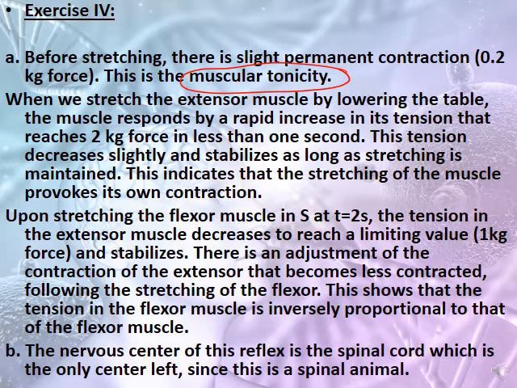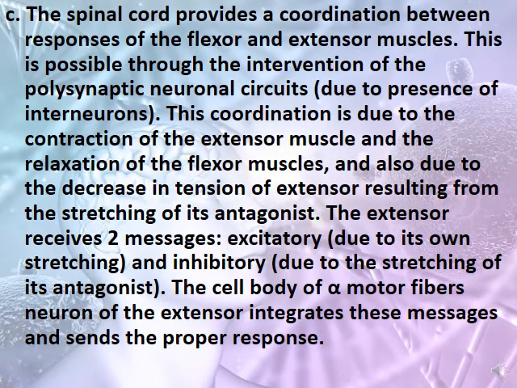What is the nerve center involved in such a reaction or reflex? The nerve center of this reflex is the spinal cord, which is the only center left, since it's a spinal animal. So the role of the spinal cord is to provoke coordination between responses of the flexor and the extensor muscles. This is possible through the intervention of polysynaptic neural circuits due to the presence of interneurons.